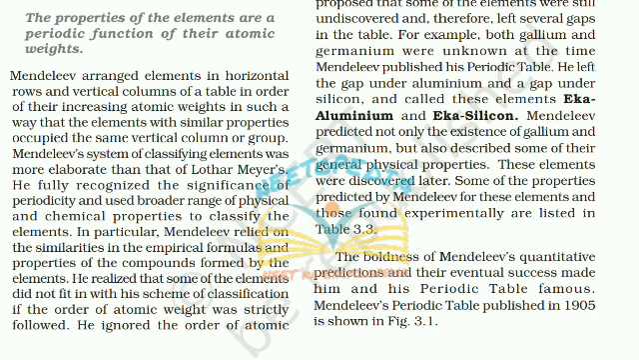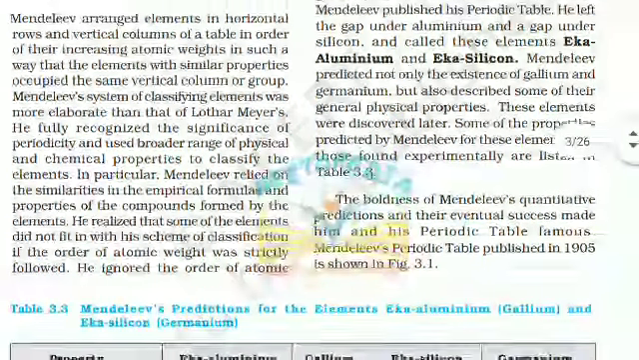Mendeleev's system of classifying elements was more elaborate than that of Lothamer. He fully recognized the significance of periodicity and used a broader range of physical and chemical properties to classify the elements. In particular, Mendeleev relied on the similarities in the empirical formulas and the properties of the compounds formed by the elements. He realized that some of the elements did not fit in the scheme of classification.